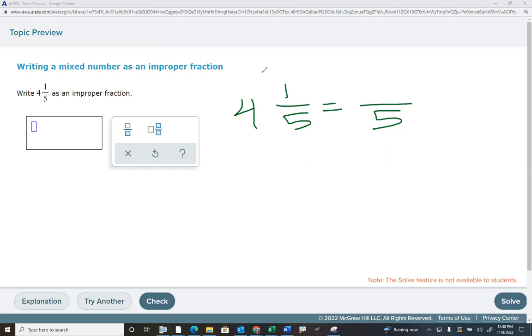All right, so then what? Well, then we would start at the denominator and say, all right, let's multiply there. 5 times 4, 20. Then we'll keep going and we will add. So our 20 plus our 1 is 21. So 21/5. Let's do one more.